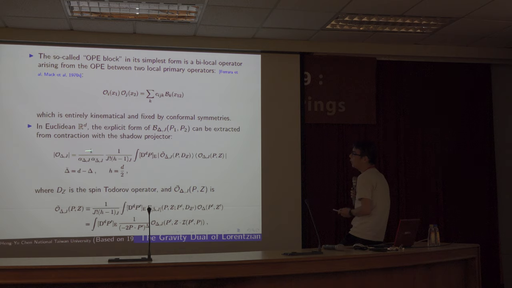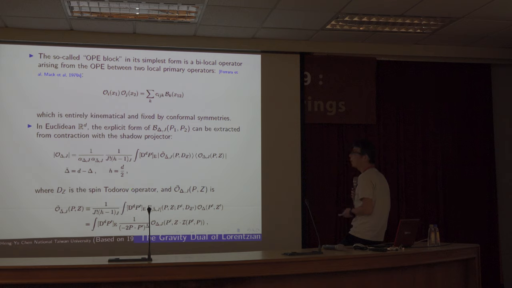So let's start with something more familiar, the Euclidean conformal field theory. To extract the explicit form of the Euclidean OPE block, we work in the so-called embedding formalism, where P1 and P2 are position vectors in the embedding space for the d-dimensional Euclidean CFT, which is a d plus 2 dimensional Minkowski space, M^{1,d+1}. This has various advantages, which I won't address too much. You can ask me later.